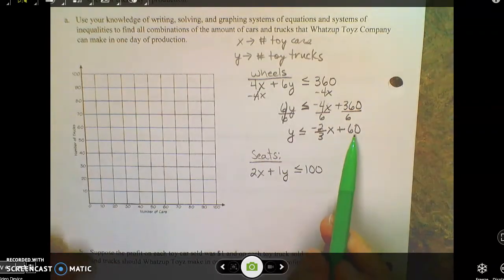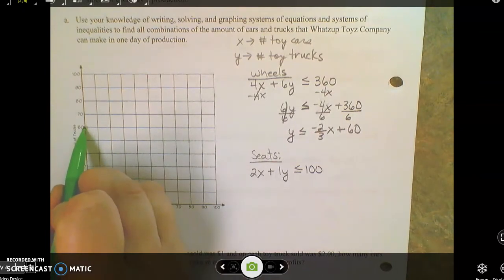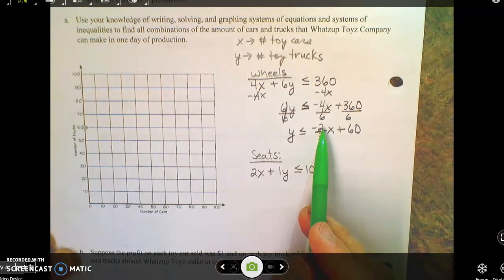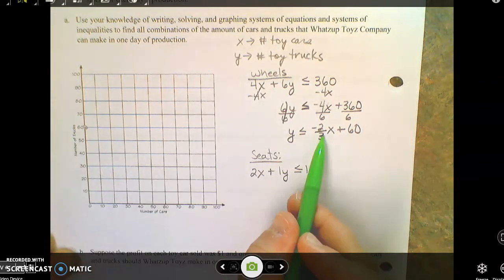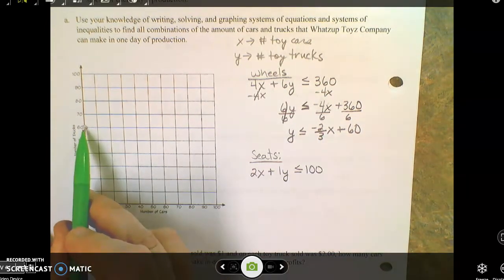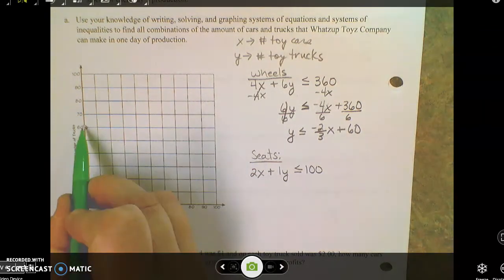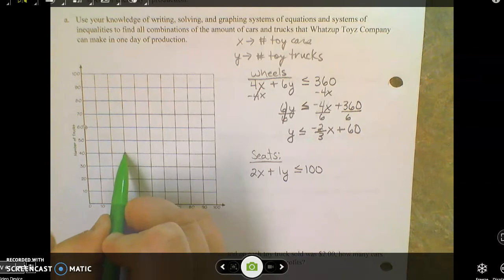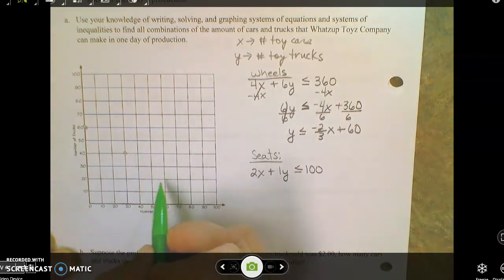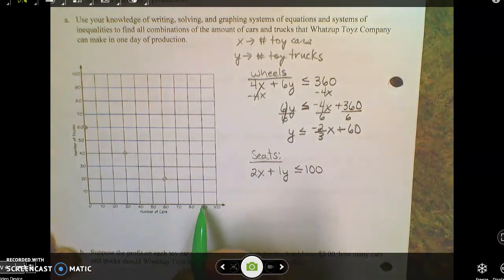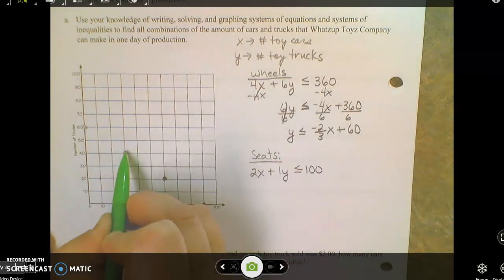And let's go ahead and graph this. So we have a y-intercept of 60 and a slope of negative 2/3, which is down 2, right 3. However, this counts by tens, and the x-axis counts by 10, so I need to go down 20, right 30. Down 20, right 30, down 20, right 30. So you may pause here if you need time to graph this.